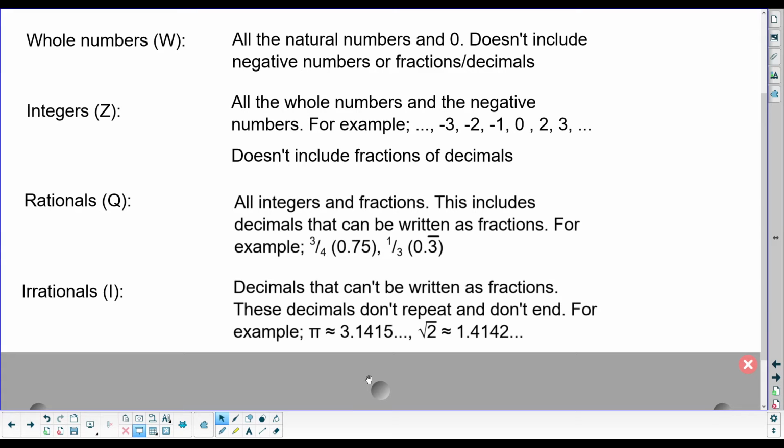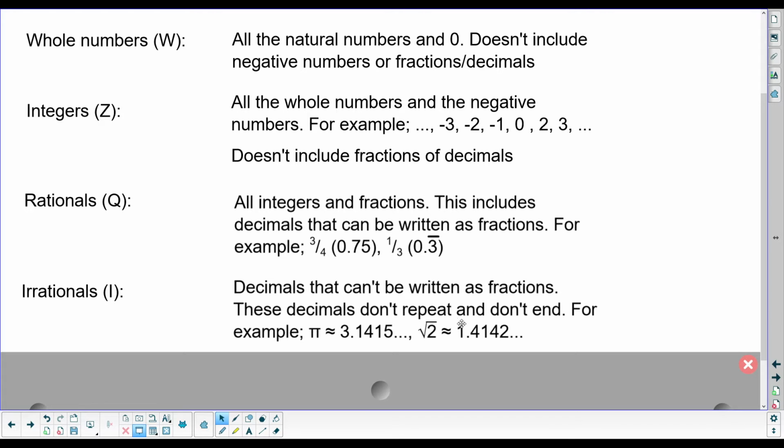So irrational numbers are numbers that can't be written as fractions. They're decimal numbers, and those decimals don't ever repeat. So there's no pattern of numbers in those decimals that ever repeats. And it doesn't end. So we'll just keep dividing and dividing. We can just keep calculating values, and we'll just keep going on and on forever and ever. Some examples of those are the square root of 2, or the number pi. Those are both considered irrational numbers.